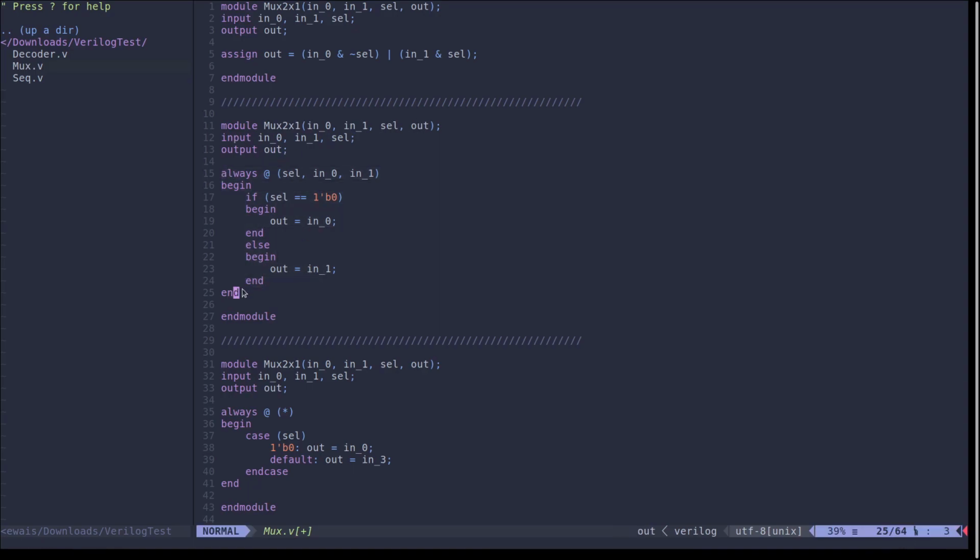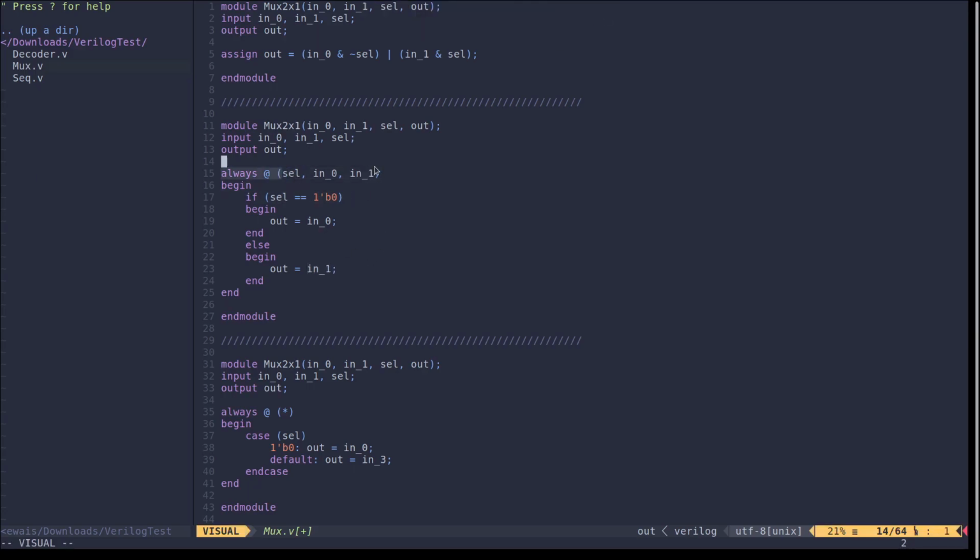This is the description of our mux, and just a quick reminder, the description is as simple as having an if statement. If the select is 0, I would want the output to be the same as input 0. Otherwise, if the select is 1, I would like to have the output as the same as input 1.